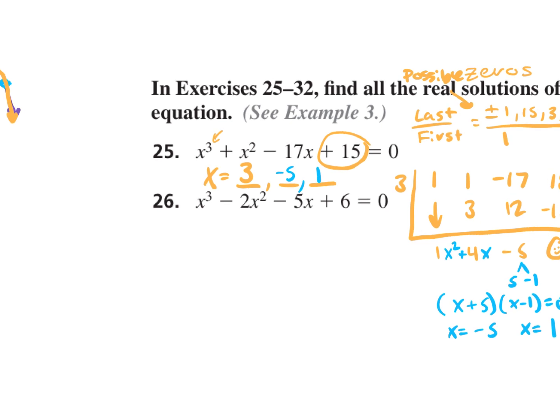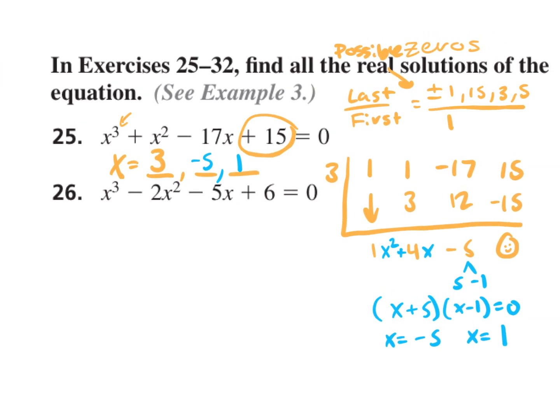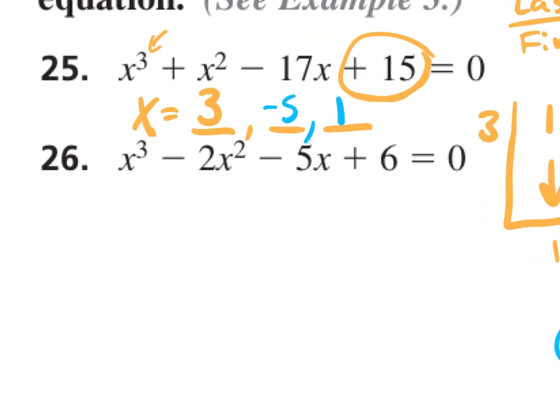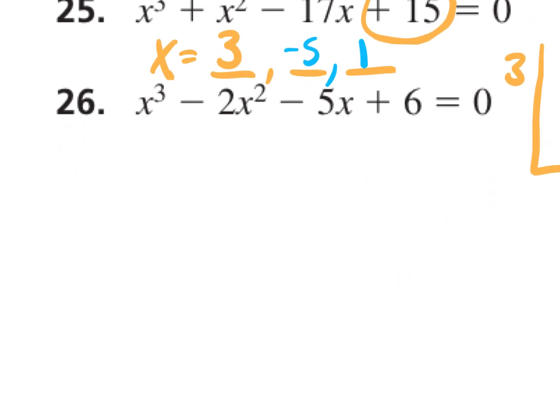Next, let's take a look at 26. So 26, it says find all the real solutions of the equation. So I could say real solutions or real zeros. These mean the same thing. If it says find all the real zeros, you're still solving. You just got to find what x is equal to. If I can't factor, what would I do to solve? Last over first. So I would do last over first.